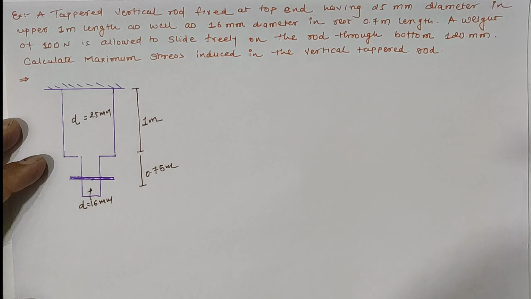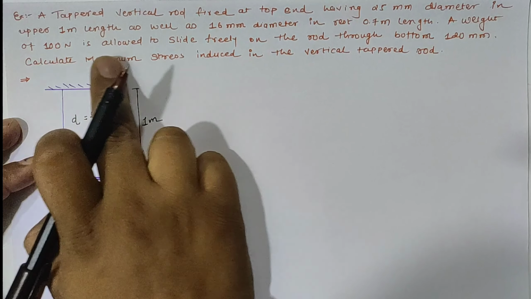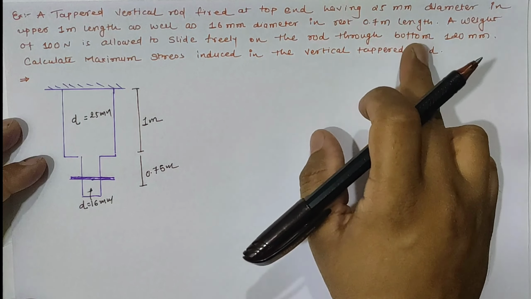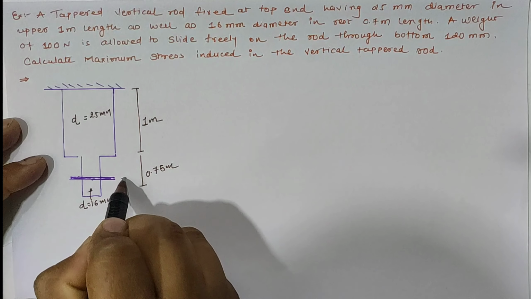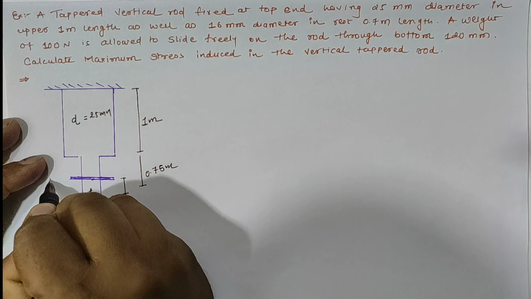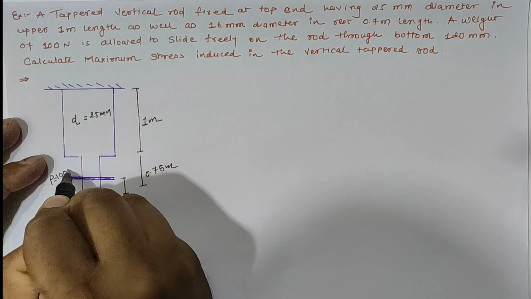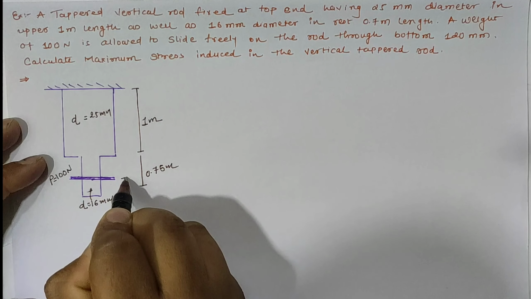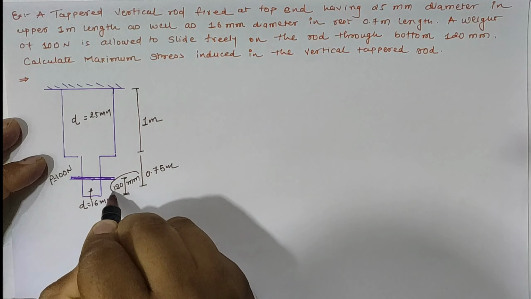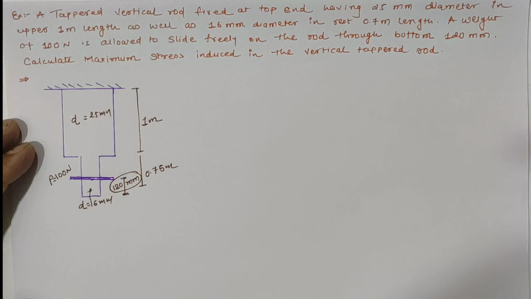Now the next data is given as a weight of 100 Newton, which is allowed to slide freely on the rod through the bottom 120 mm. It means the weight of 100 Newton slides up to a 120 mm height, and we have to calculate the maximum stress induced in the vertical tapered rod.